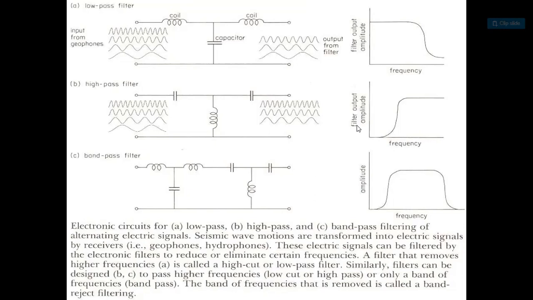Seismic wave motions are transformed into electric signals by receivers, that is geophones or hydrophones. These electric signals can be filtered by electronic filters to reduce or eliminate certain frequencies. A filter that removes some higher frequencies is called a high cut or low pass filter. Similarly, filters can be designed to pass higher frequencies or only a band of frequencies. The band of frequencies that is removed is called band rejecting filtering.